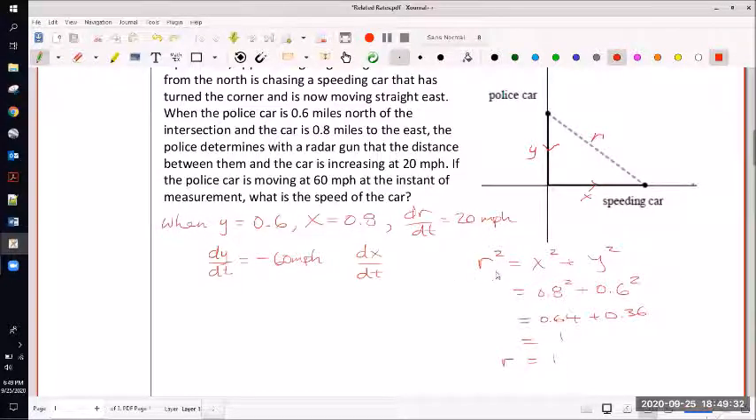This actually is the equation that we're going to use also. So x, just rewriting it over here, x squared plus y squared equals r squared. We'll now differentiate this with respect to time. So this becomes 2x dx/dt plus 2y dy/dt. And over here we have 2r dr/dt.